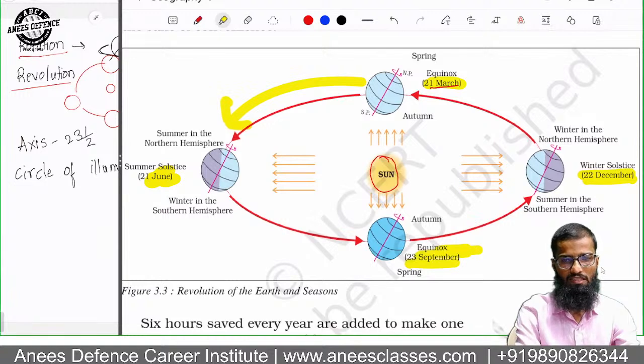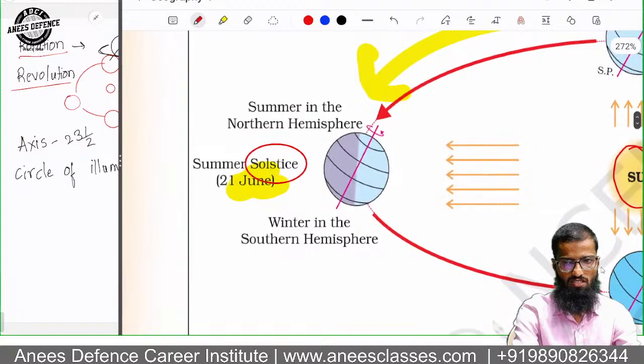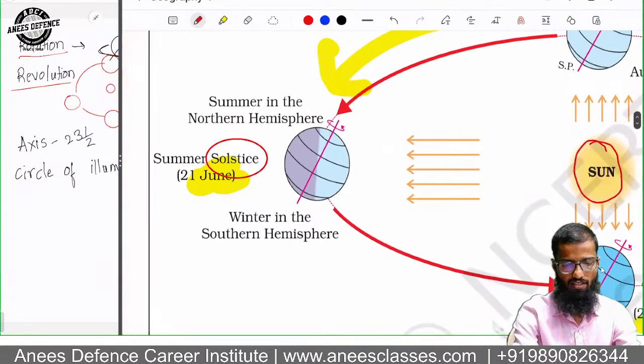What is important here in this diagram is that you need to know what an equinox is and what a solstice is. These two words are important. We will start with this. We will first decipher what this diagram is trying to say.